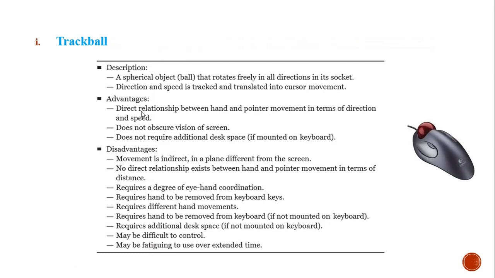The first device-based control is the trackball. You can see here an example of how a trackball looks. It has a ball-like structure above the device. The definition is a spherical object, a ball that rotates freely in all directions in its socket. The direction and speed are tracked and translated into cursor movement.